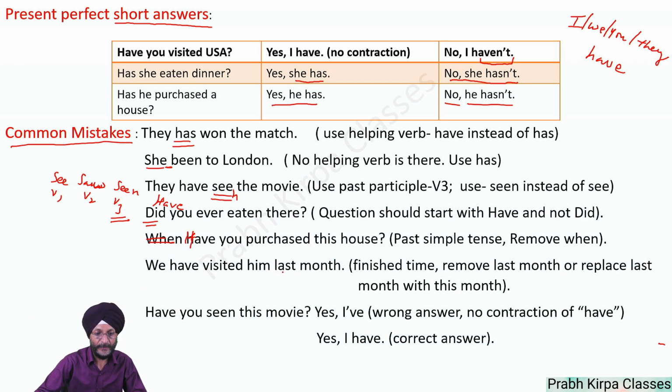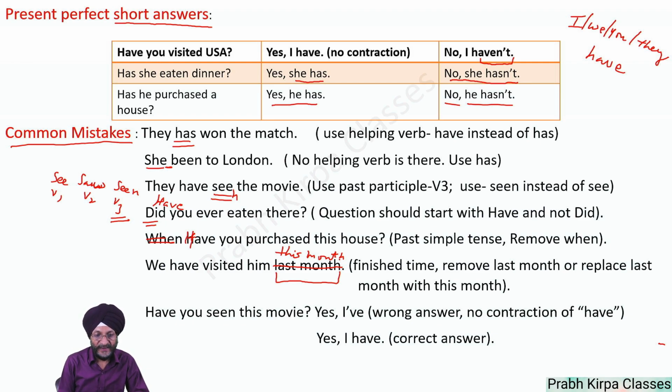We have visited him last month. Here, last month is the finished time, the time which has passed. We will either remove it and it will become, we have visited him, or we will replace last month with the unfinished time, that is this month. We have visited him this month.